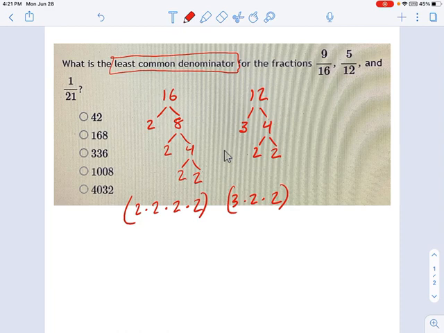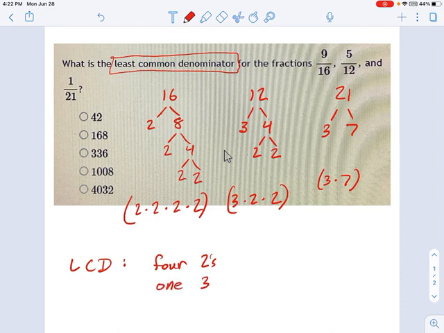Okay? And the last one, 21, that's the easiest factor tree of all because that's just 3 and 7. They're prime numbers. You can't go any further than that. So it's 3 times 7. So when you're looking for a least common denominator, you have to make sure this denominator contains at least as many factors as any one of the denominators. So this one is 4 2's. So my least common denominator must contain 4 2's. Okay, it also must contain at least 1 3 and at least 1 7. Okay, that's what it must contain at least.